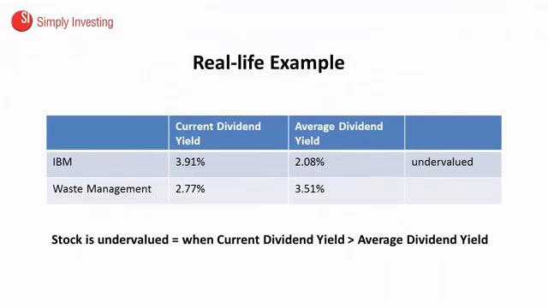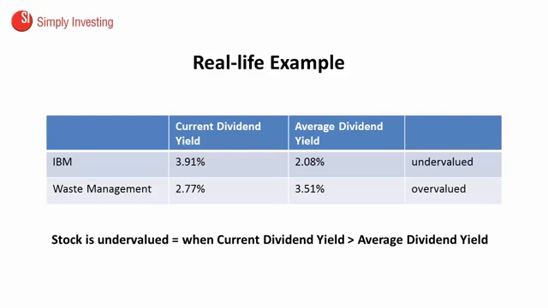Is Waste Management undervalued or overvalued? Well, we can see that the current dividend yield at 2.77% is less than its average dividend yield, so the stock is overvalued. So this is a really quick way to figure out if a company is priced low or if it's priced high. Now, you don't want to go out and buy IBM right away. As you know, the current dividend yield changes whenever the share price changes. So these numbers are valid as of today, but whenever you're ready to invest, you'd want to go and look at the current dividend yield again and compare it to its average dividend yield.